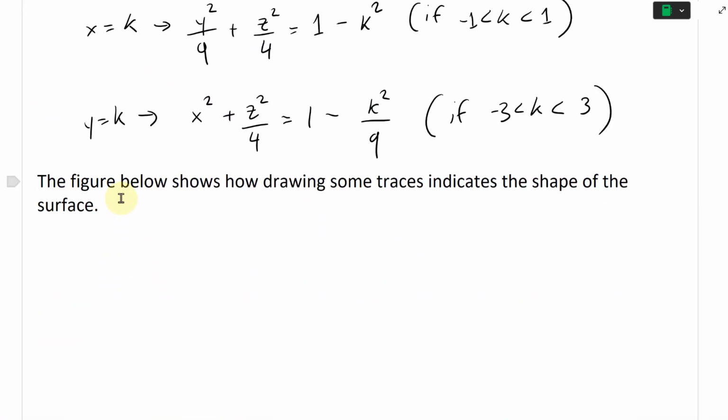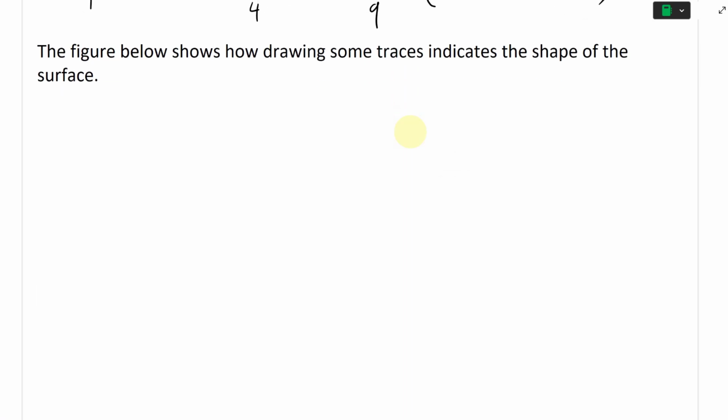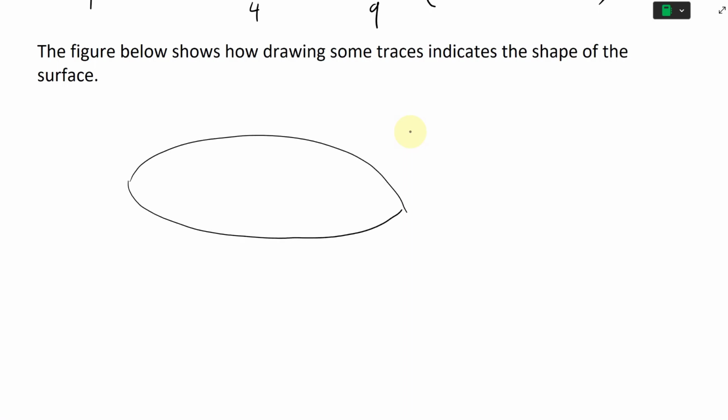Alright, so let's graph all this out. The figure below shows how drawing some traces indicates the shape of the surface. Alright, so let's take a look. I'm just going to draw the surface, and we'll get straight to it, because it's hard to draw all in 3D. So what you're going to actually have is basically an ellipsoid, an elliptic figure like that. It'll look like this.